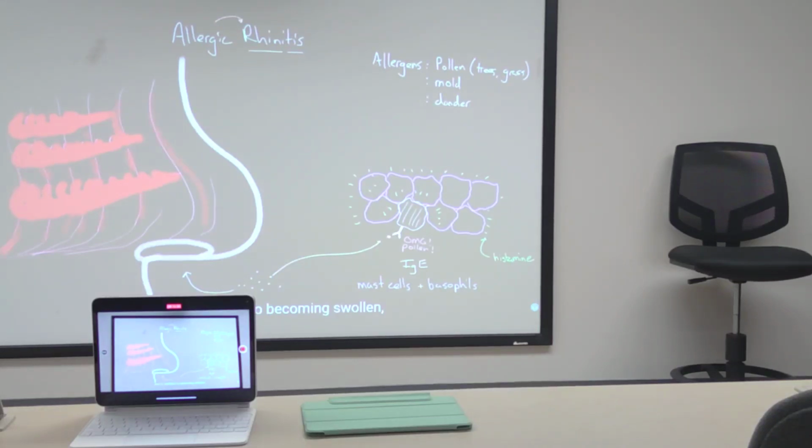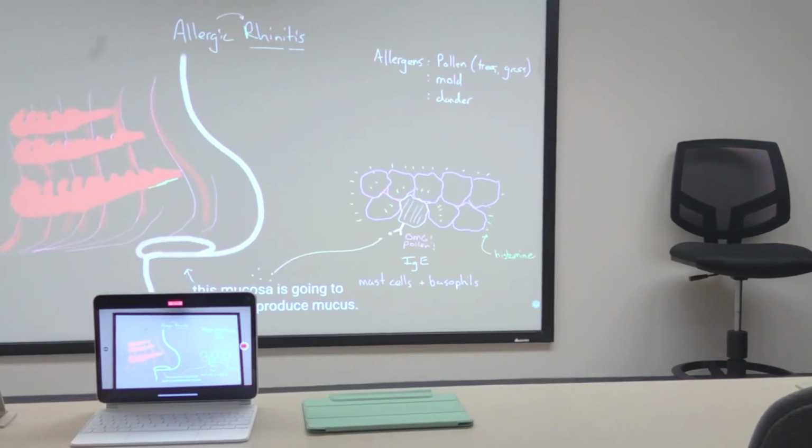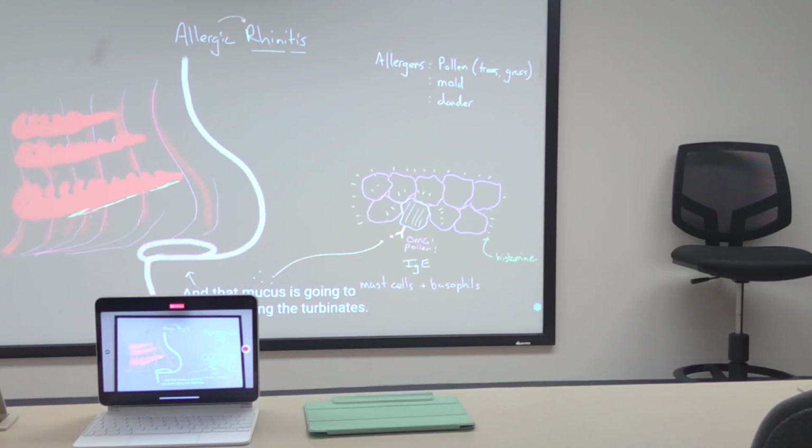And in addition to becoming swollen, this mucosa is going to start to overproduce mucus. And that mucus is going to drip down along the turbinates. It's going to drip down the sides of the nose here. It's going to form big drips that hang down inside your nose. It's going to pool in the base of your nasal cavity here. Draw a few other drips of mucus. Now I'm drawing this mucus in green, but it's usually actually clear. As anybody that suffers with allergic rhinitis knows, this can come right out your nose here.